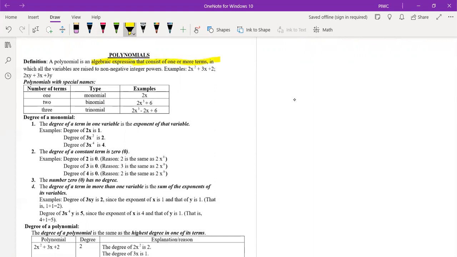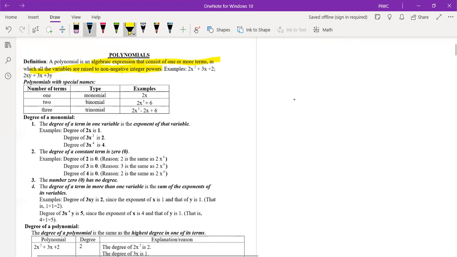It's an algebraic expression, we know what expression is, but if now this one consists of one or more terms in which all the variables are raised to non-negative powers, it means I cannot have a negative exponent, only non-negative integer powers. In my other video, I spoke about integers. So integers are whole numbers and their opposites, right? But this time we're talking about non-negative: 0, 1, 2, 3, 4, 5, and so on. You cannot have a fraction because fractions are not integers, right?